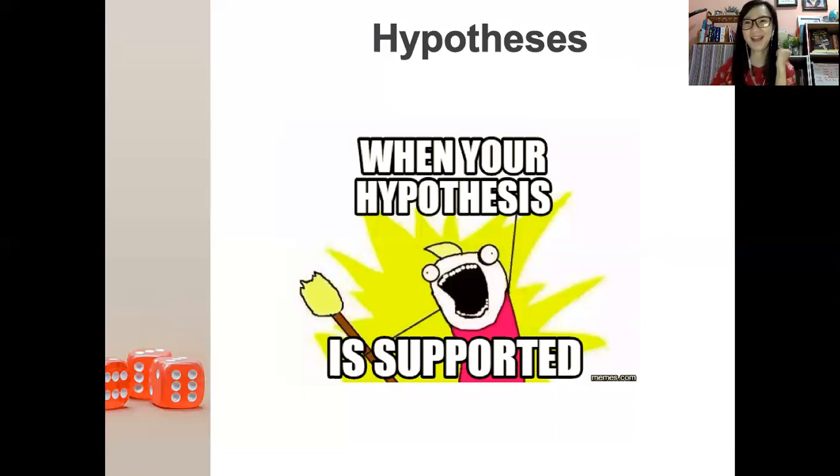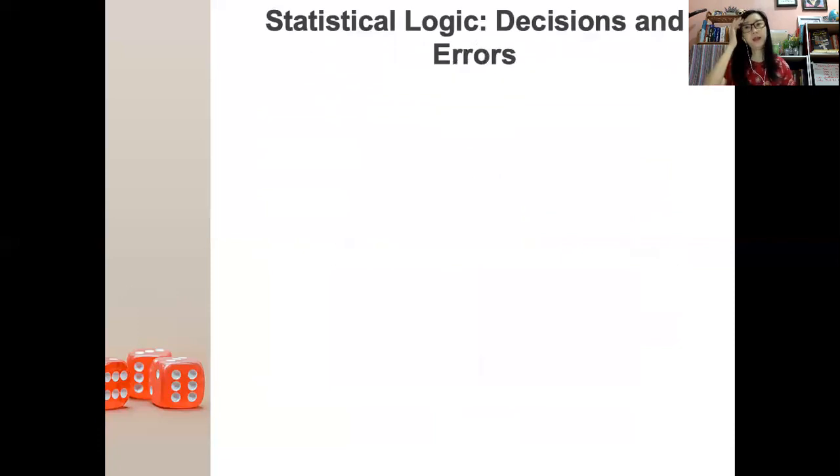When our alternative hypothesis is supported, we'll be very happy, of course. That means that statistically, you can test that your assumption is somewhat accepted. But we have to be careful though. Sometimes there can be some errors when we test our hypothesis by using hypothesis testing. What kind of errors are there, and what are the possibilities?